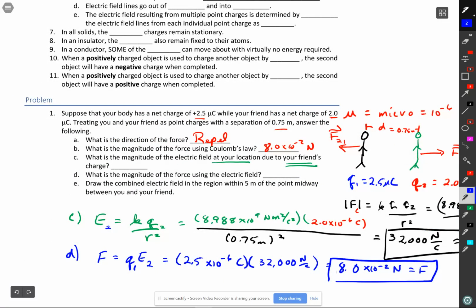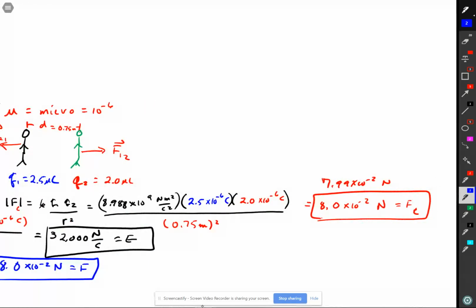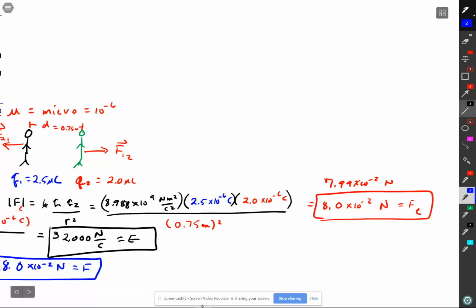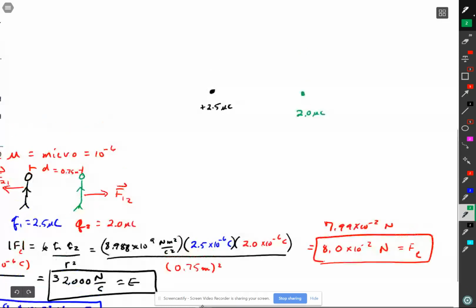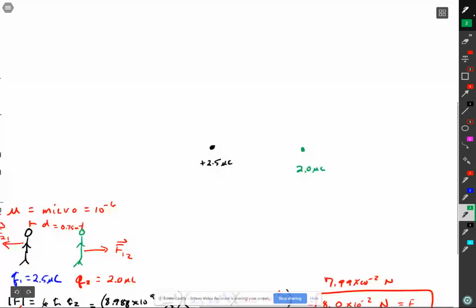And then finally, draw the combined electric field in the region within 5 meters of the point midway between you and your friend. So now I'm going to have to be a little more careful. Here's you, plus 2.5 microcoulombs. And here's your friend, 2.0 microcoulombs. And so we want the region that's within 5 meters. So basically what we have on the screen now.